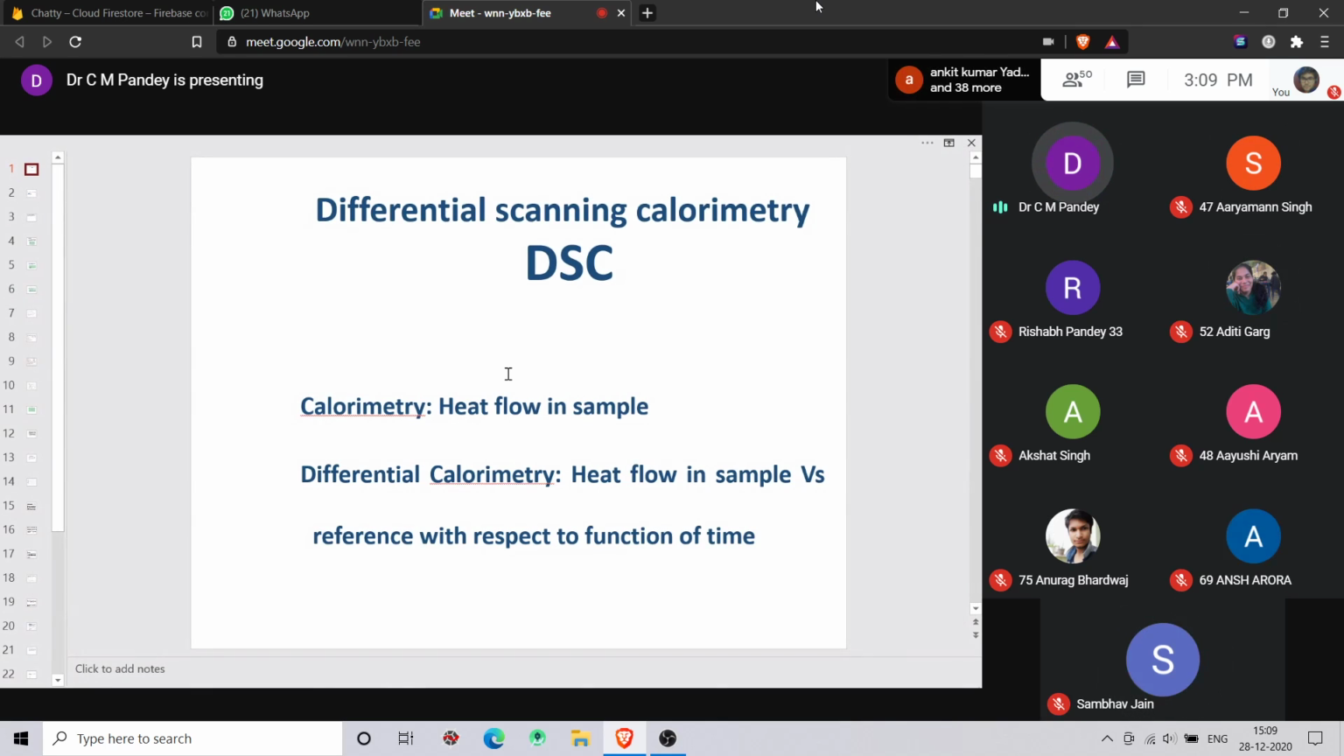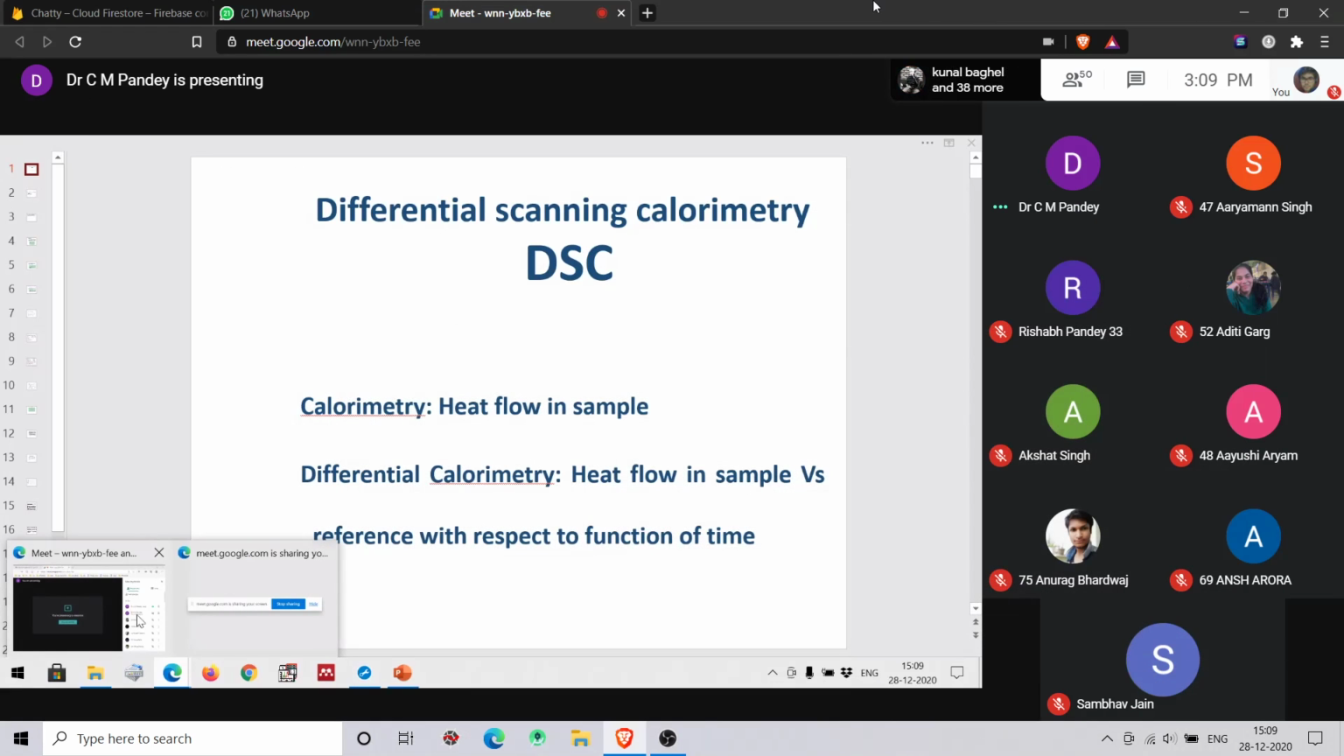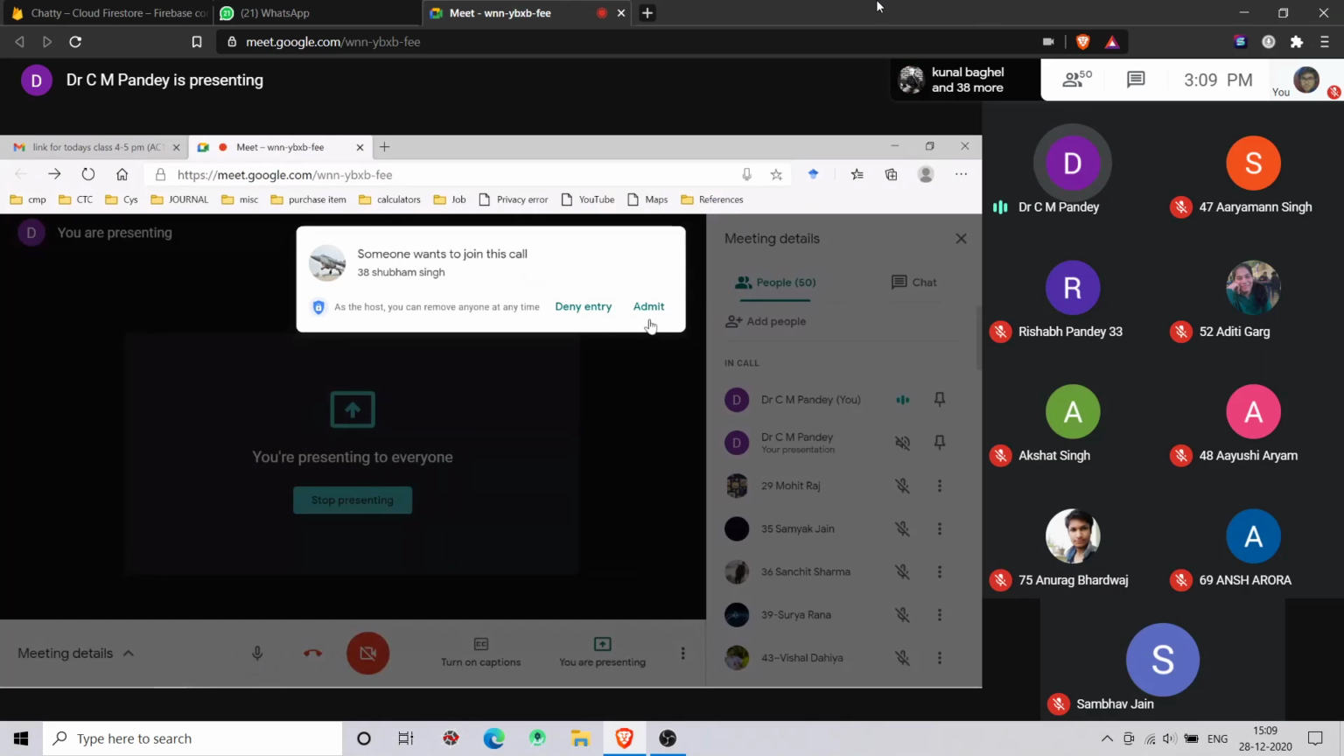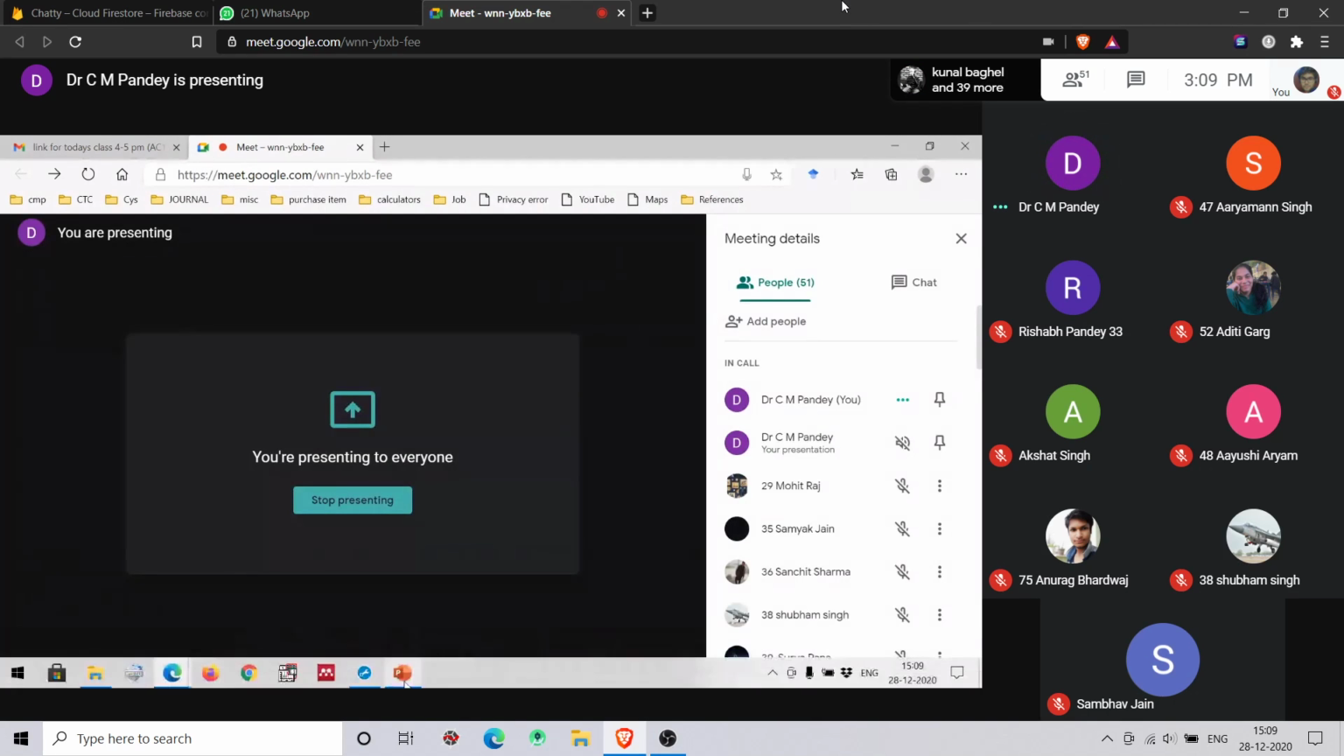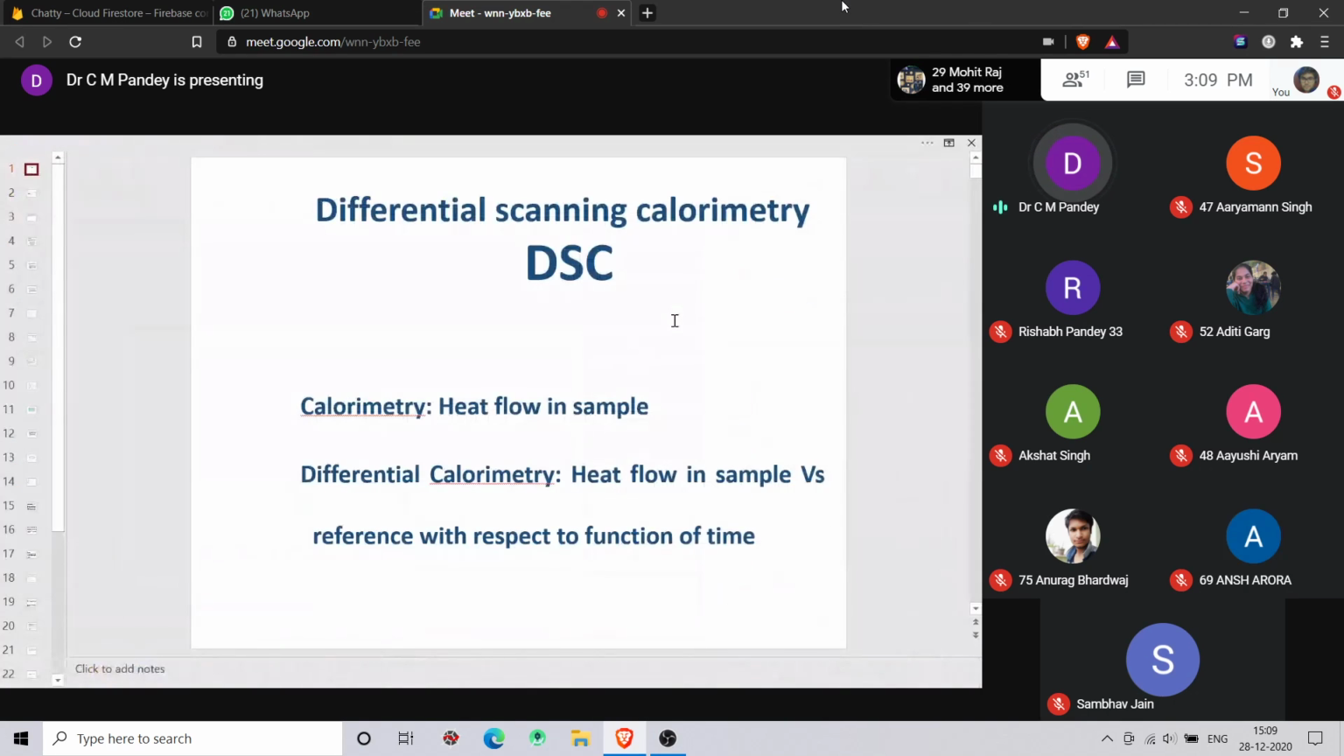So DSC, that is differential scanning calorimetry. Calorimetry means heat flow in a sample, and differential calorimetry means heat flow in sample versus reference with respect to function of time. It means in DSC we are going to measure the heat flow in a sample with respect to a reference and with respect to a function of time.